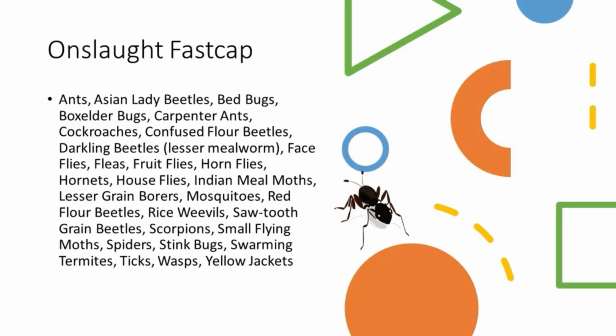Insects included on the Onslaught Fast Cap label include ants, Asian lady beetles, bed bugs, box elder bugs, carpenter ants, cockroaches, confused flour beetles, darkling beetles, lesser mealworm, face flies, fleas, fruit flies, horn flies, hornets, house flies, Indian meal moths, lesser grain borers, mosquitoes, red flour beetles, rice weevils, sawtoothed grain beetles, scorpions, small flying moths, spiders, stink bugs, swarming termites, ticks, wasps, and yellow jackets.